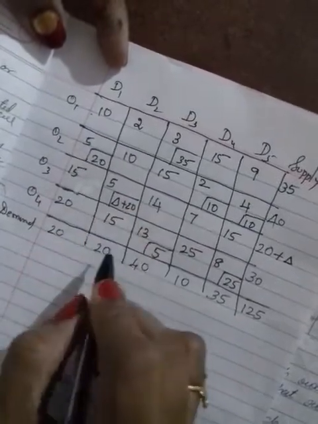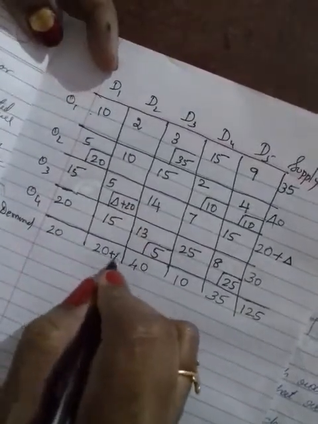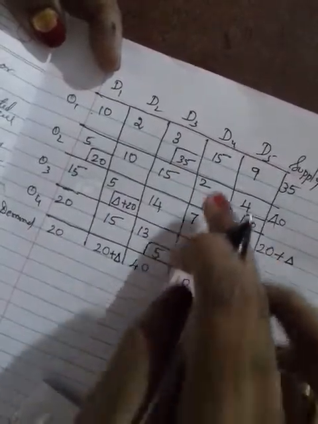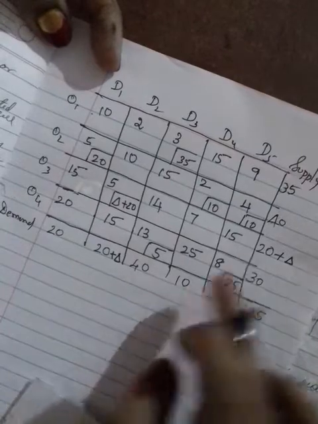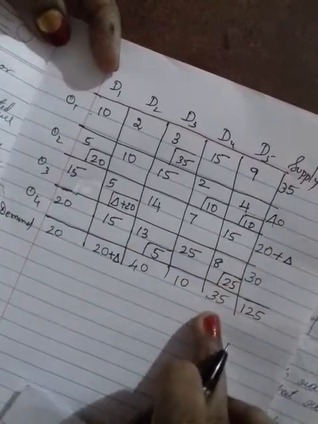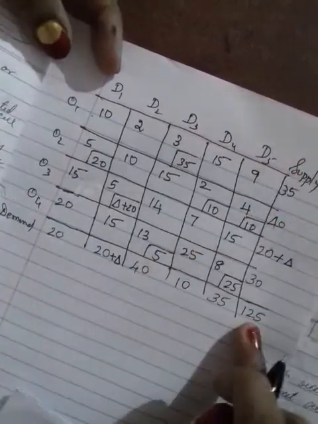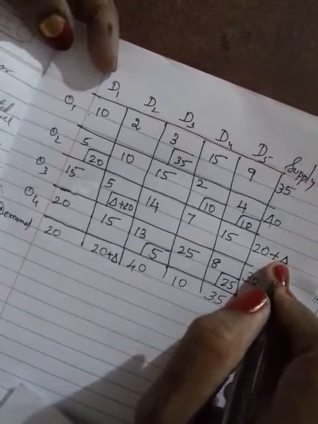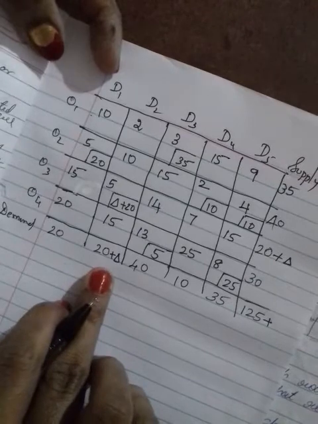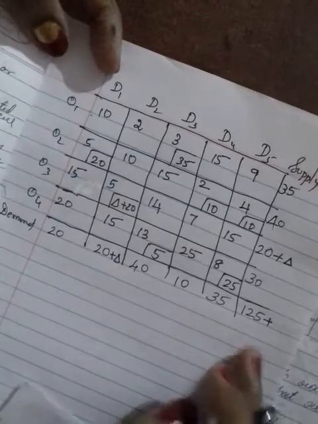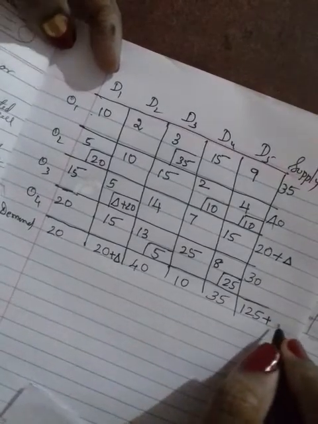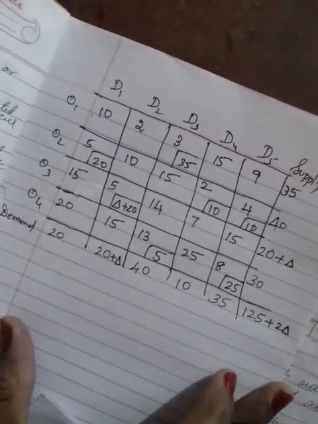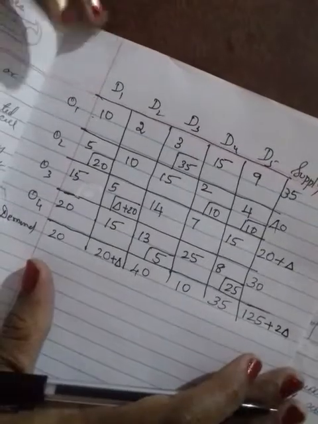20 allocated cell, already 20 is there. Add one delta. 35 plus 5, 40. 10, and you have here 10, and here 10 plus 25 is 35. Now if you count this and this, it should be a balanced problem. 125, and one delta is there here, and one delta is there here, no? You will get 2 delta.